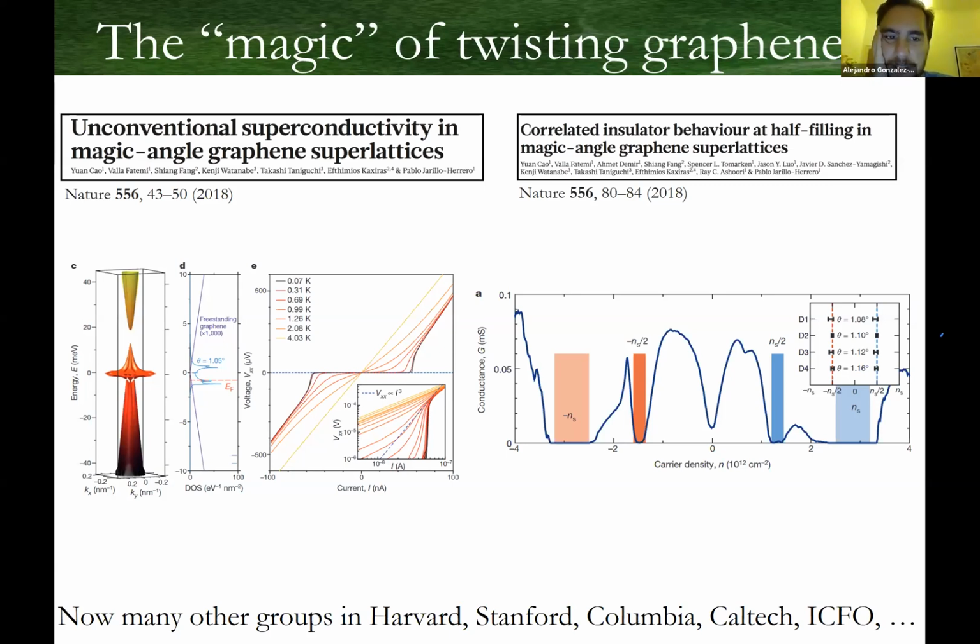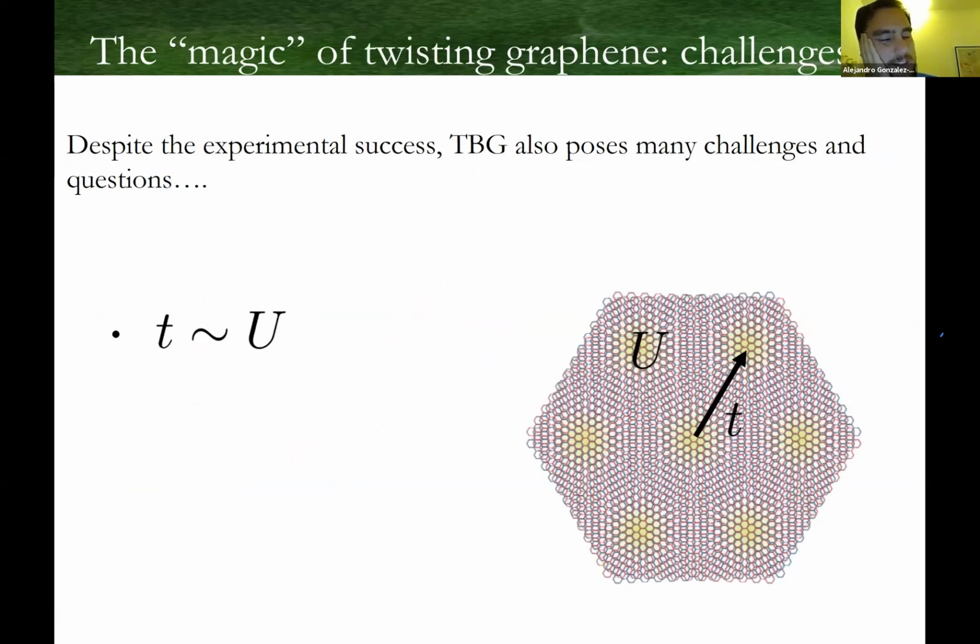Despite the experimental success, twisted bilayer graphene also poses some experimental and theoretical challenges. The first of them is also the source of probably most of the interesting behavior: when you are twisting, you are going into the strongly correlated regime where the tunneling in this effective Moiré supercell is of the order of the electron interactions, and this means that well-known methods to study this system based on perturbative treatments or similar do not work.